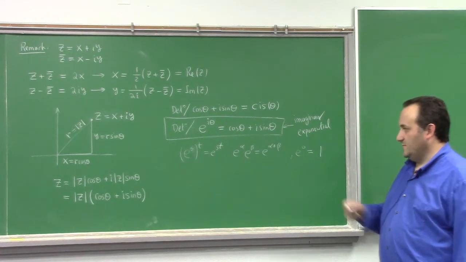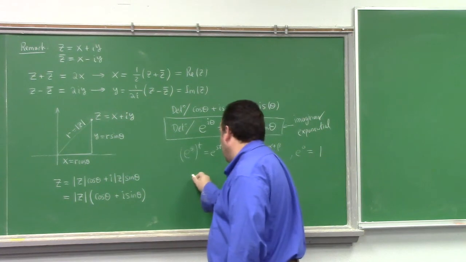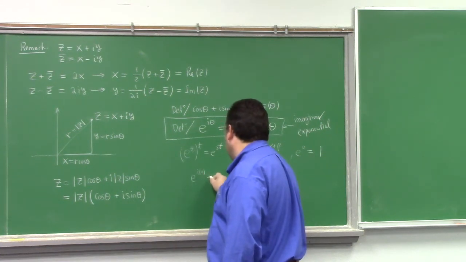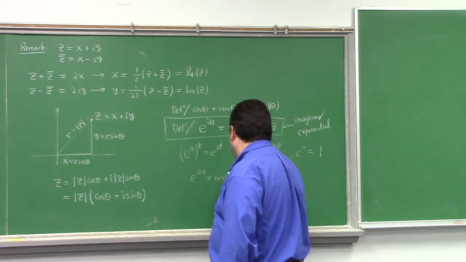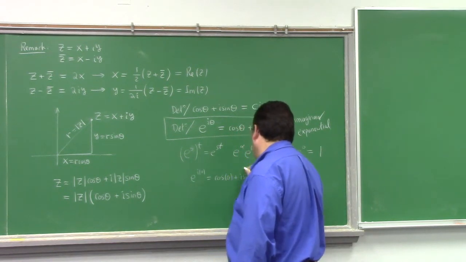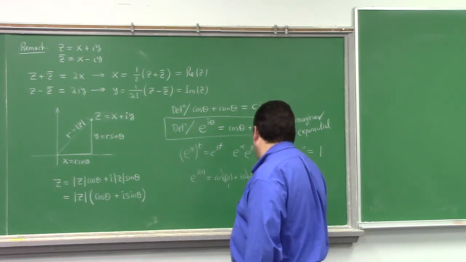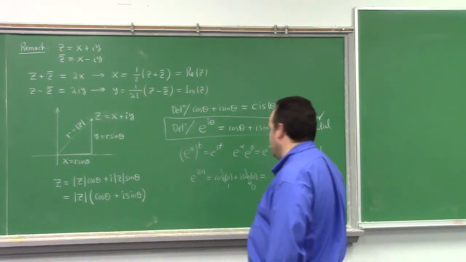So let's start picking on this definition, see if it works. How about e to the I times 0? Well, that's going to be, by definition, cosine of 0 plus I times the sine of 0. Is that true? Well, sine of 0 is 0. Cosine of 0 is 1. Looks like we made it.